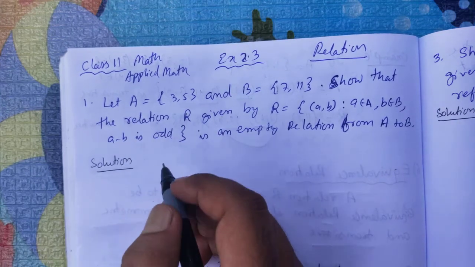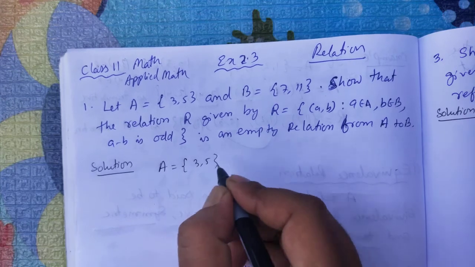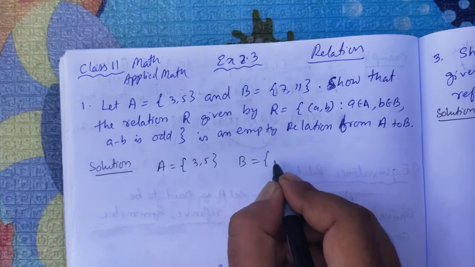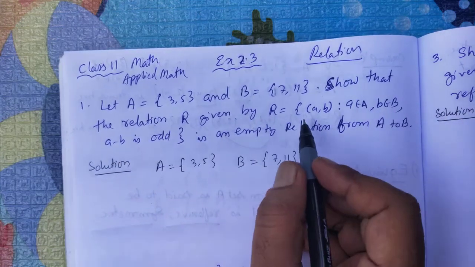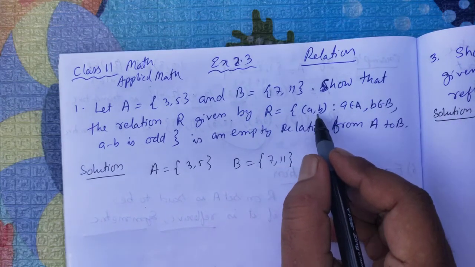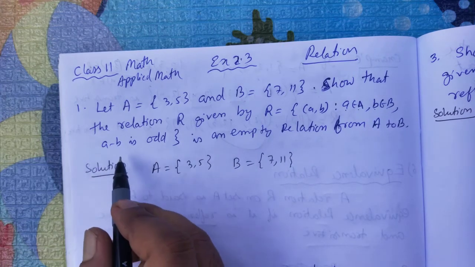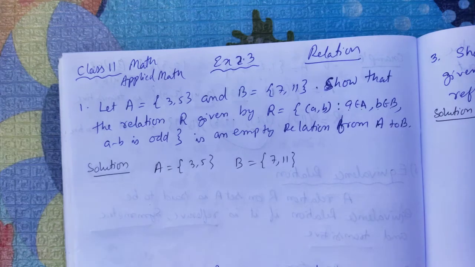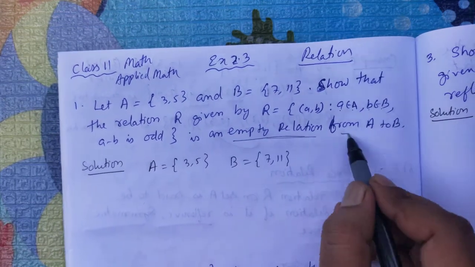So what is given here? A is {3, 5}. B is {7, 11}. Show that the relation R = {(a, b) : a belongs to A and b belongs to B, a minus b is odd} is an empty relation. We're going to prove that this is an empty relation from A to B.